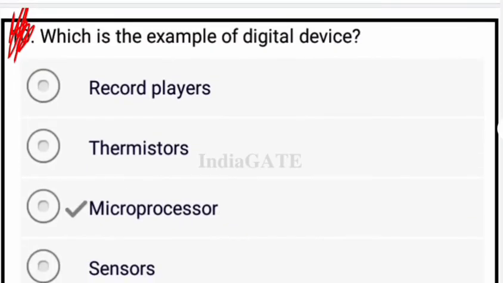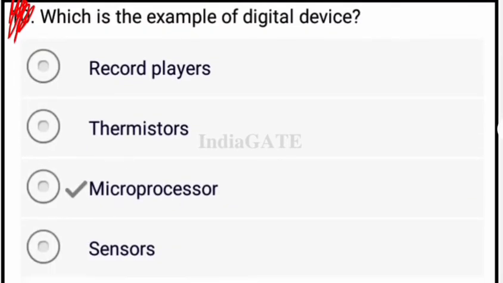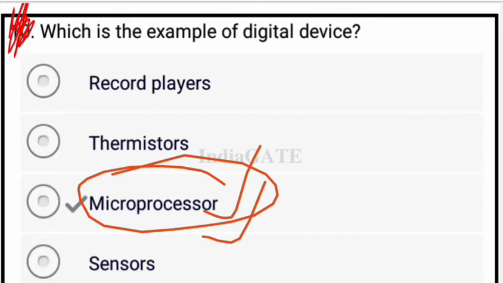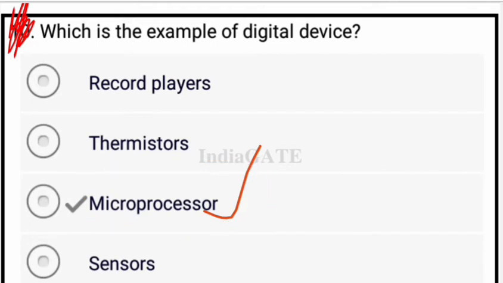Now come to the next question. Here next question is which is the example of digital device? So there are 4 options: option A, B, C and D, and we know about it very well, that is your microprocessor, and microprocessor is your what? Digital device.